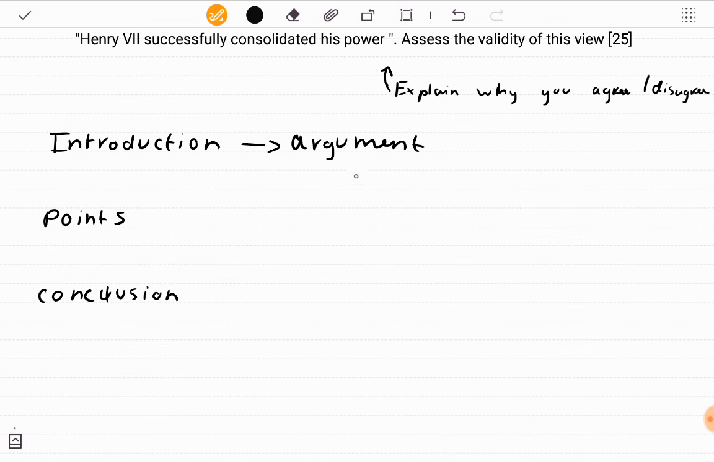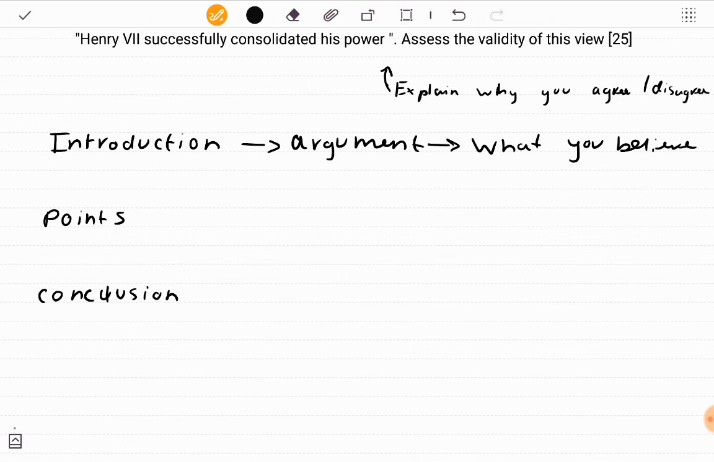And the really important bit, which I want to emphasise, is that you need to give an initial judgment, a conclusion to your argument. So what you think. You want to almost conclude in your introduction. So you outline either side of the argument, and then you go, however, I think. So what you believe, what you're going to argue. Now, I would argue in this question that he did successfully consolidate his power.